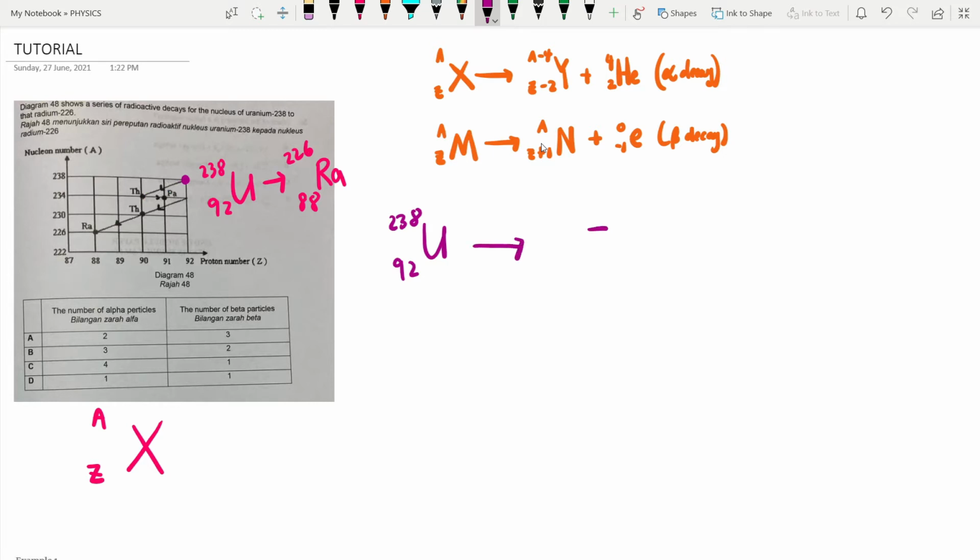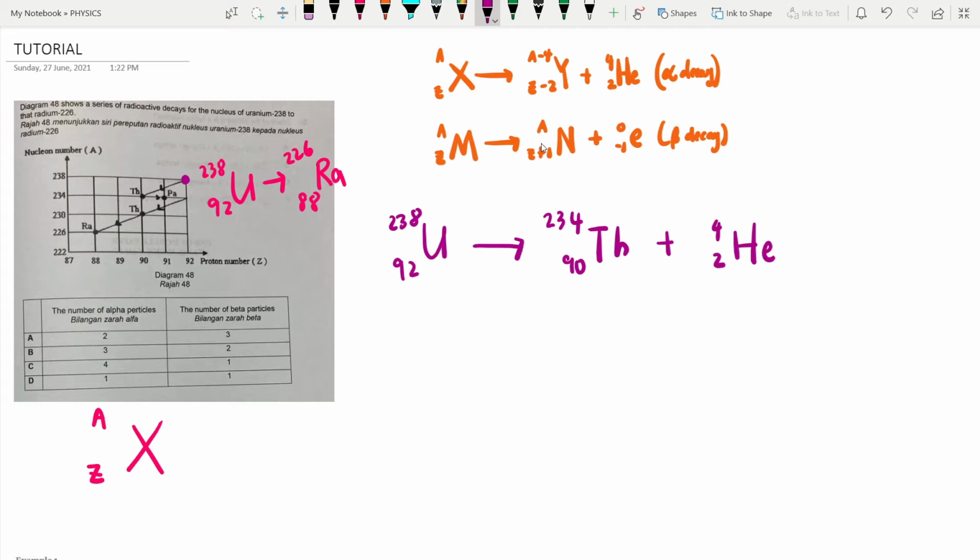So kita tahu Th, proton number kita tengok x-axis which is 90 dan nucleon number adalah 234. As we can see, daripada 238 pergi 234, dia mesti tolak 4. So berdasarkan formula atas ni, maksudnya berlaku alpha decay. Dia mesti tambah helium dekat sini ataupun alpha. So kita dah dapat satu alpha.